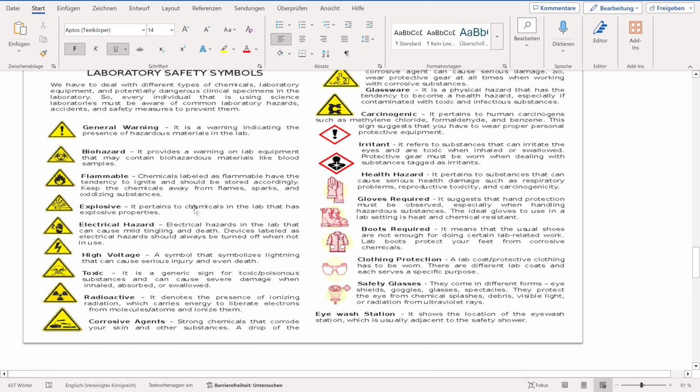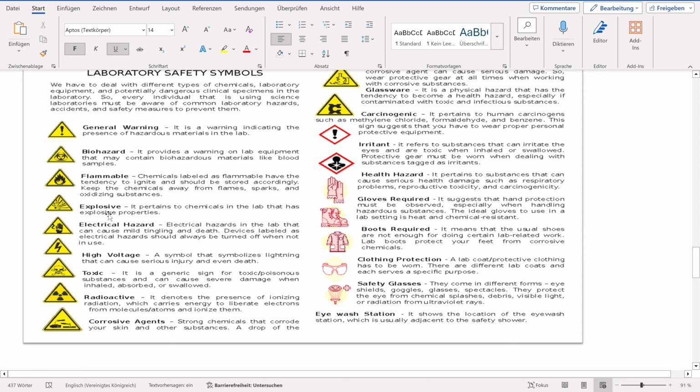Okay, then we move on to the next safety symbol, this one that I have here. This one I'm encircling is a safety symbol showing that whatever is contained inside has explosive properties. So explosive. It pertains to chemicals in the lab that have explosive properties.